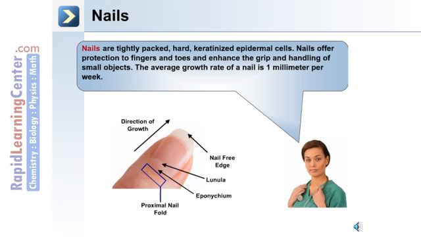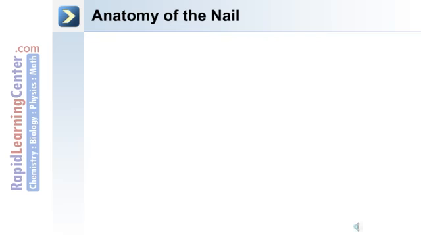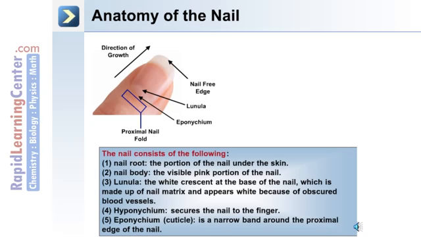Nails are tightly packed, hard, keratinized epidermal cells. They offer protection to the fingers and toes, and they enhance the grip and the handling of small objects. The average growth rate of a nail is 1 millimeter per week. The anatomy of the nail.